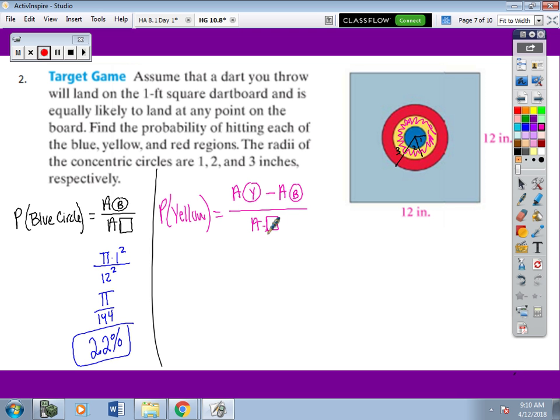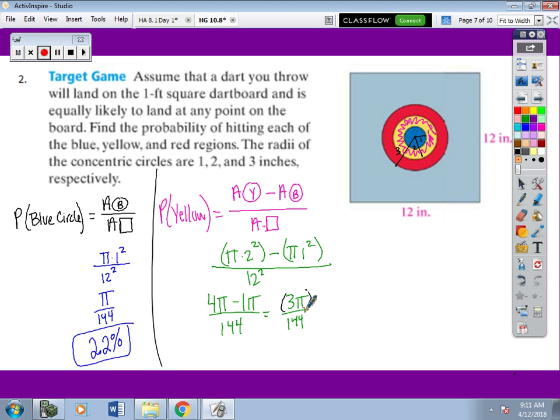The denominator is going to be 144 for all of them, because it's the same problem. So the area of the yellow circle would be pi times 2 squared, minus the area of the blue circle we found was pi times 1 squared, which is just pi, all over 12 times 12, which is 144. And then you can actually subtract these pi's because they're like terms. So you're going to get 4 pi minus 1 pi over 144, which is 3 pi over 144.